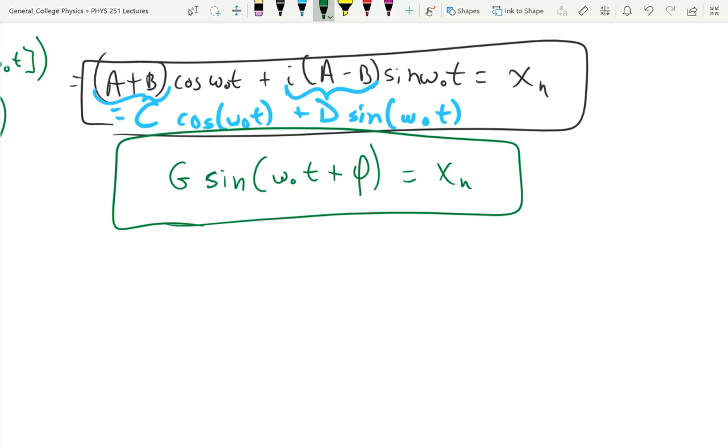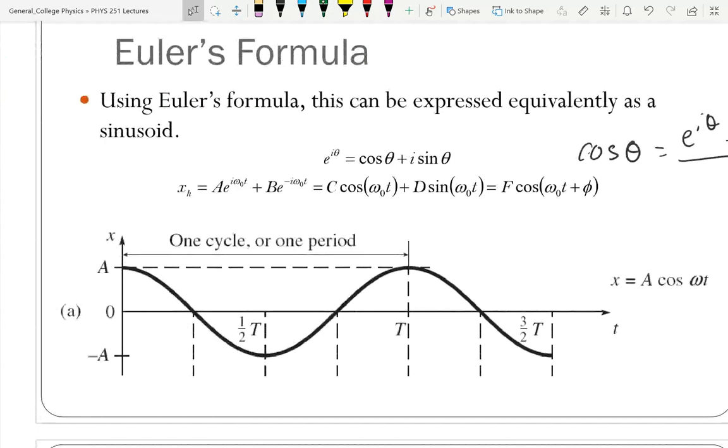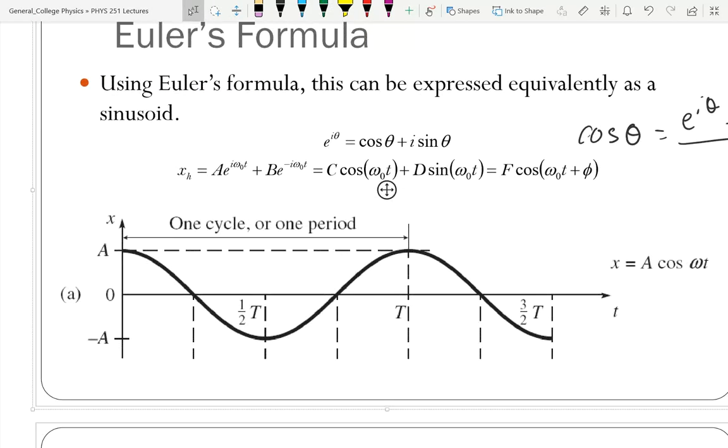Now, I spent a lot longer than I intended on this derivation, but that's the derivation. I used F here instead of G, and I used cosine instead of sine, assuming. It just changes what your phase angle is to use cosine instead of sine.